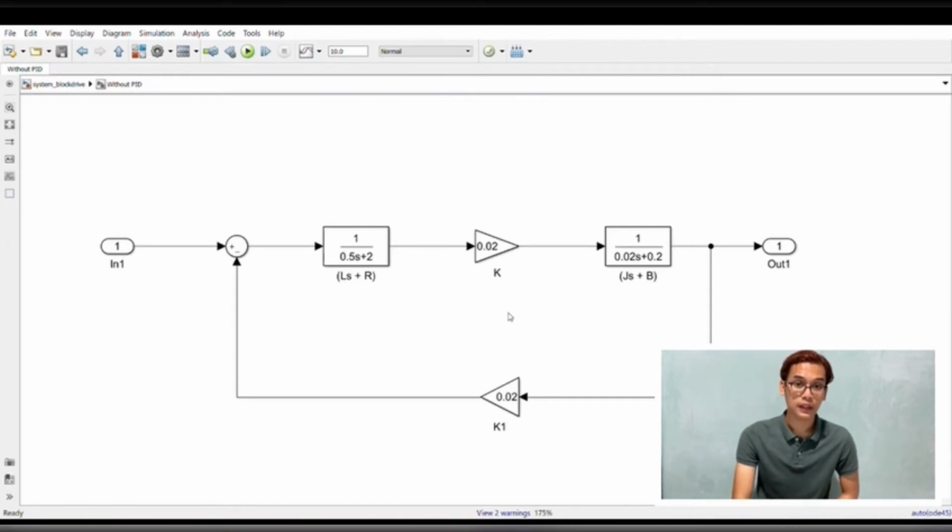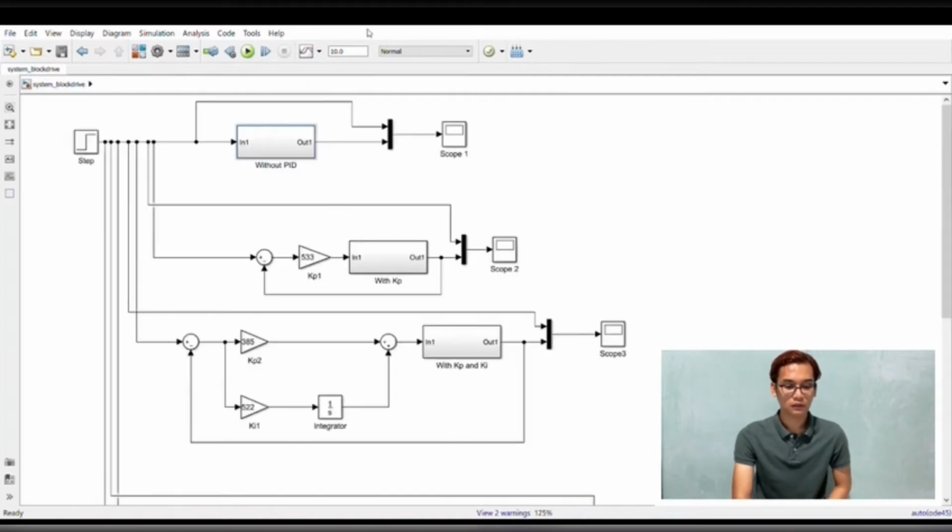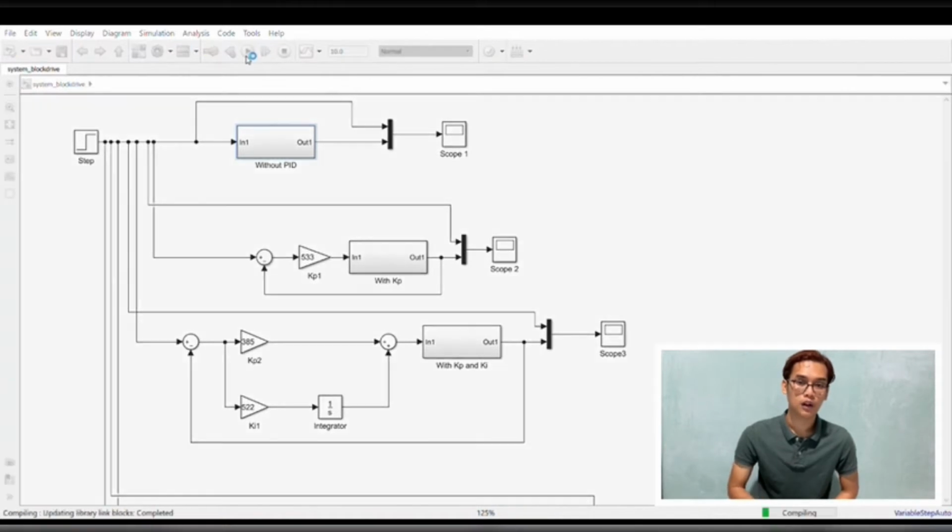And the value of K is actually the KE and KT, which is constant and the same. So we assume that KE and KT are equal, and we have chosen the same value for this gain, which is 0.02. Now we have settled with the DC system, which is the subsystem for this project. Now we will go to our control system for our DC motor speed controller.